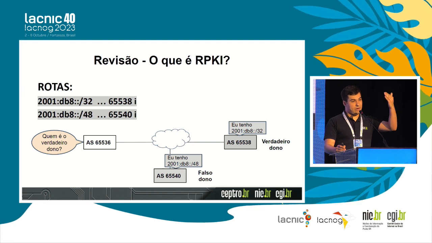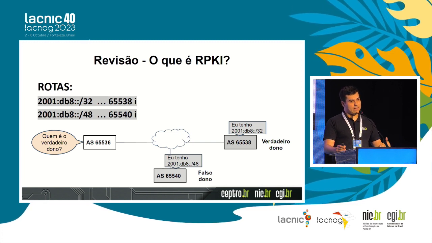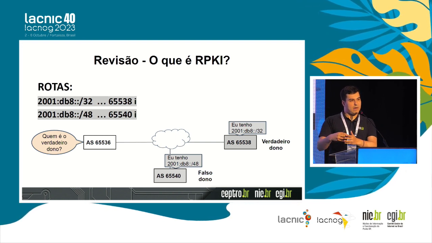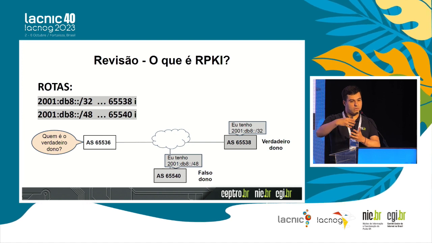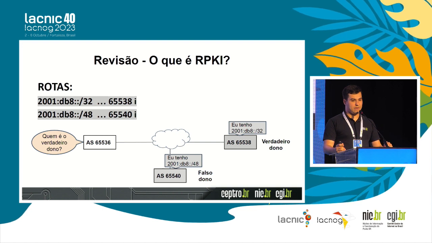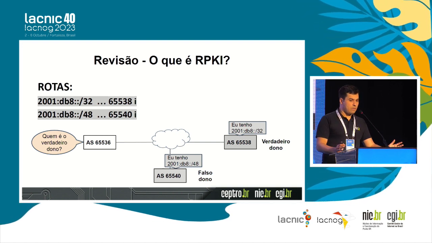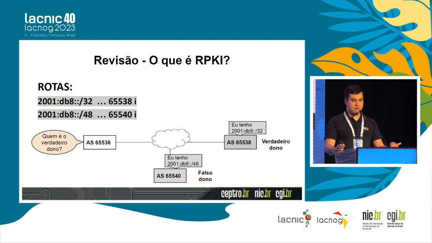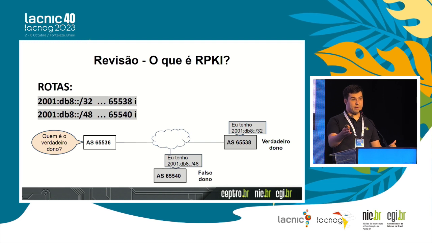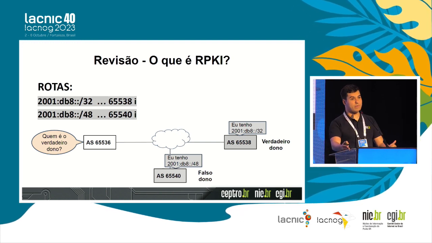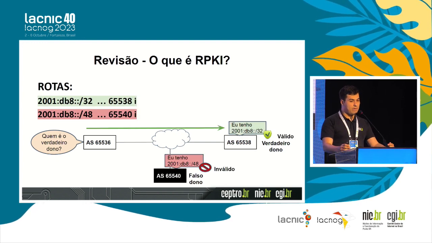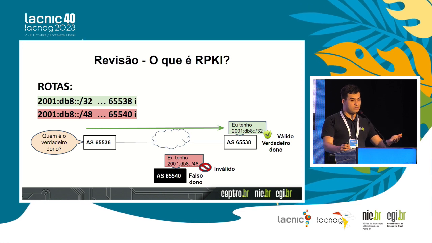And how does BGP work with the two routes? When we receive the two routes, we're going to see the attributes and we're going to create the BGP table. And after the BGP table, we have the assembly of the routing table with all the protocols. So the router decides what is the specific route that it would take. Considering that scenario, when we receive these two routes in BGP, we have a preference for the more specific, in this case the /48, that is generated by the fake one. That's why we say that there's a prefix hijacking.